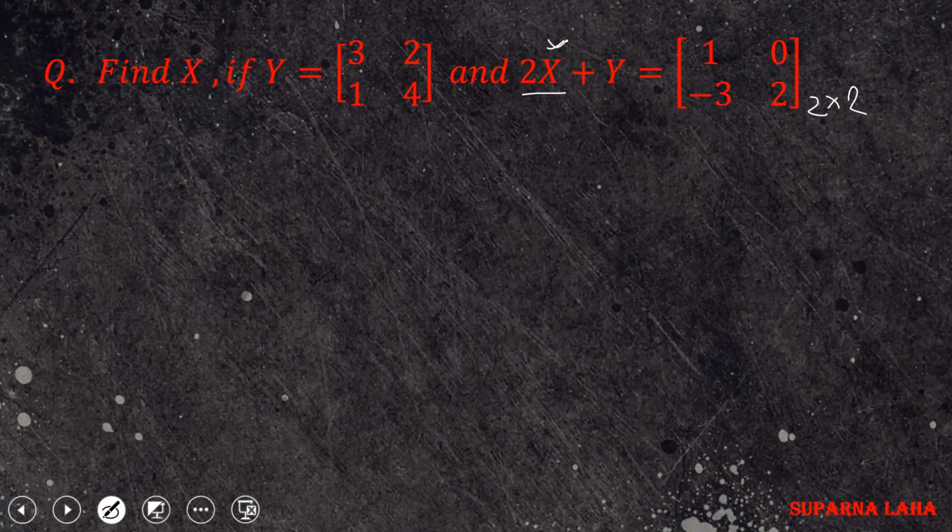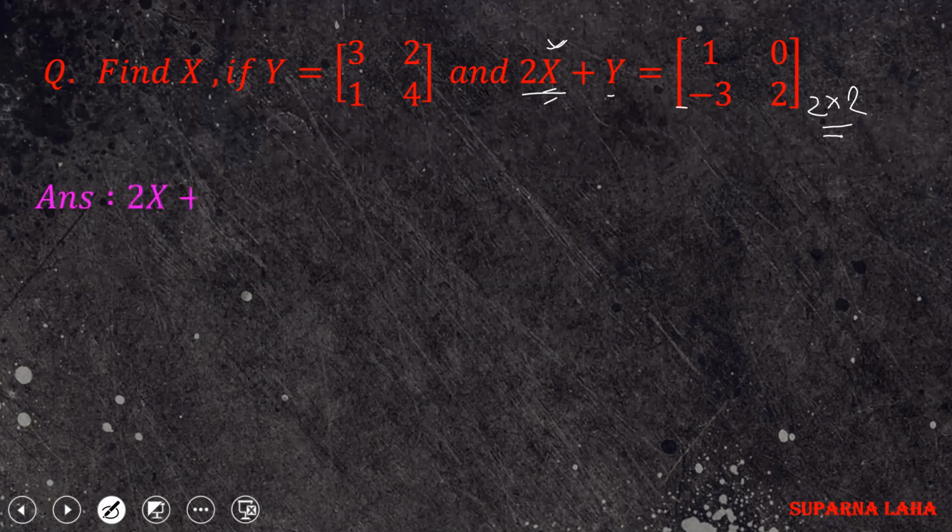So X will be a matrix, since Y is a matrix, and after adding we are getting another matrix. So X is also a matrix, so we need to find the value of this matrix, and definitely X is also a 2 cross 2 matrix. As we solve equations, applying the operations of addition, subtraction, multiplication on the equation, the same process we need to follow here for this equation with matrices. So let's try to solve this one and find the value of X.